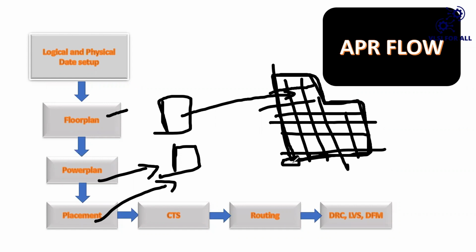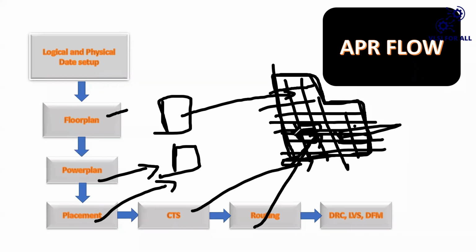What is placement? Placement is nothing but placing all the standard cells into the rails. In my case, it is metal two, so we will place them in the metal two rails like this. And at the CTS stage, we will do clock distribution, where we add buffers and everything related to the clock-related paths. And at routing stage, we will do all the interconnects. And at last, we will go for DRC, LVS, and DFM, which we will cover in the course.